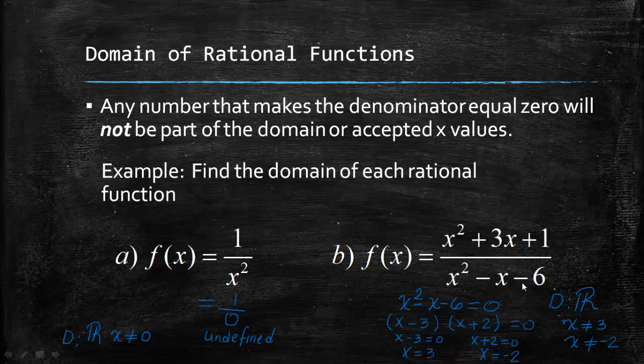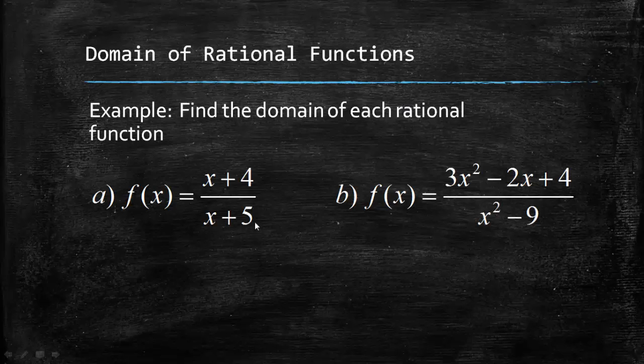And there's your domain. So the trick here is make the denominator equal 0. Find out what x's make the denominator 0 by solving it. And then those x's you exclude from your domain.